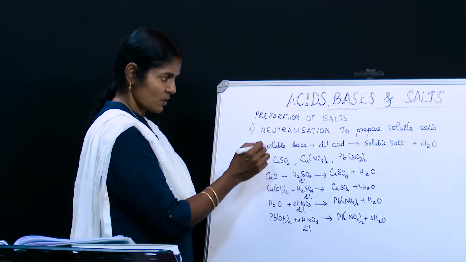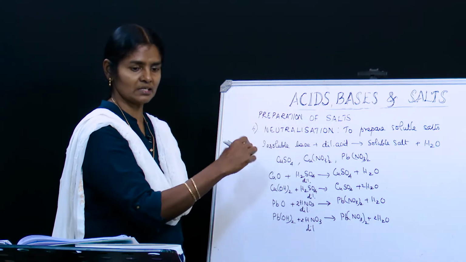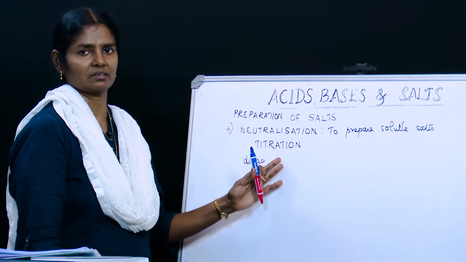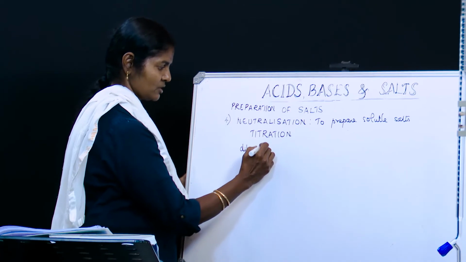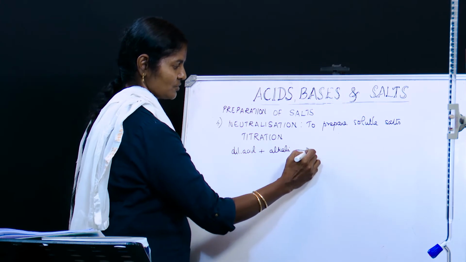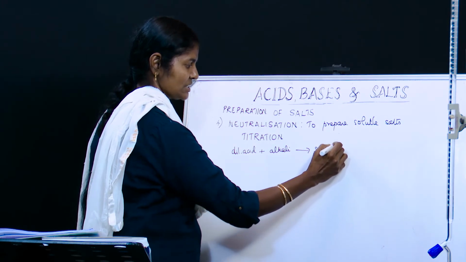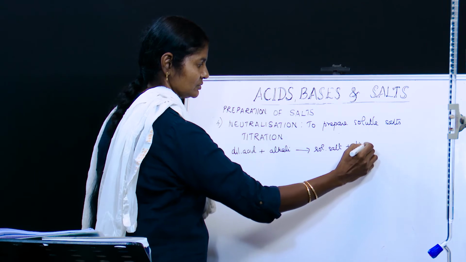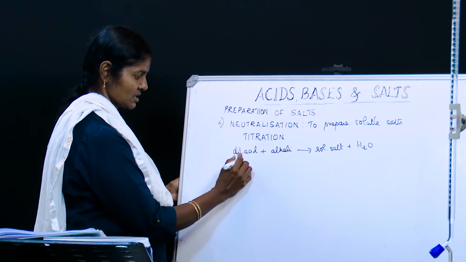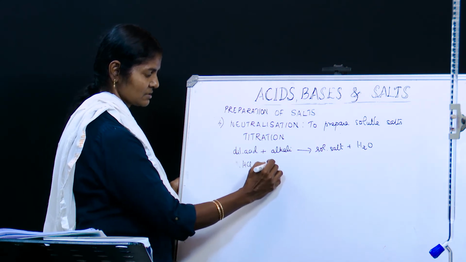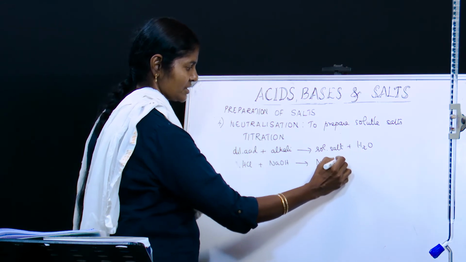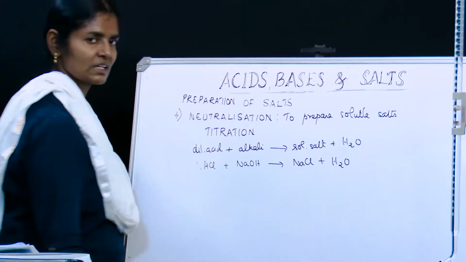The next method also involves neutralization but with titration. This method is called titration, and this makes use of dilute acid plus an alkali to give you a soluble salt plus water. So we can prepare sodium chloride. Okay, if we take dilute hydrochloric acid and sodium hydroxide, this gives you sodium chloride and water. This is as simple as that.